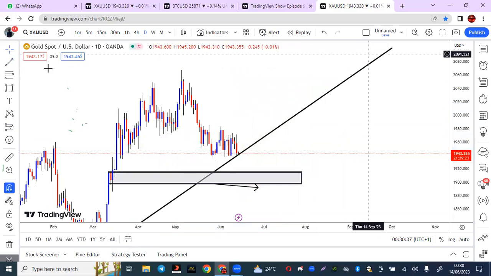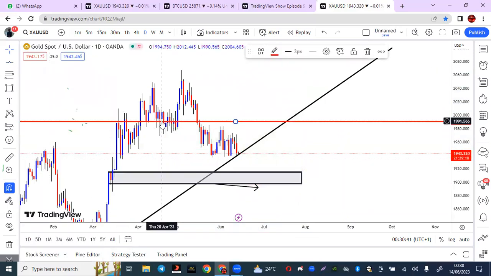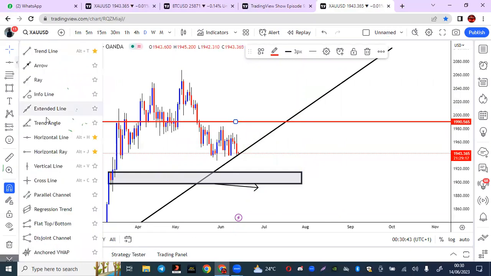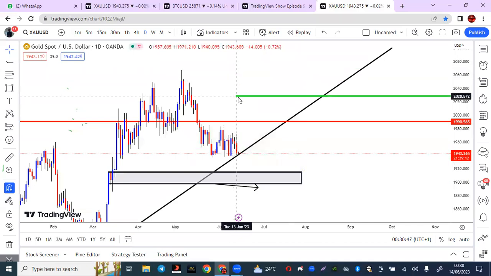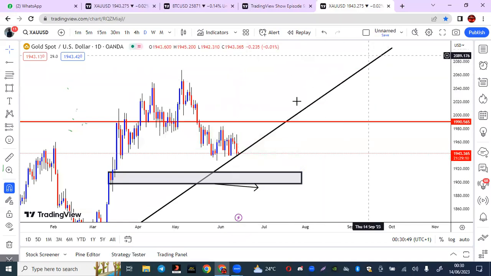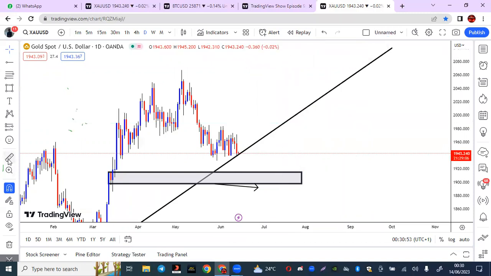Use this one. Then horizontal line, we use this one sometimes. Then horizontal ray, we use this one sometimes as well to mark maybe target areas and all that. So depending on what you want to use it for. These are just the basic tools we use.